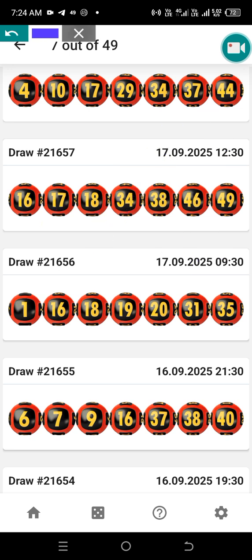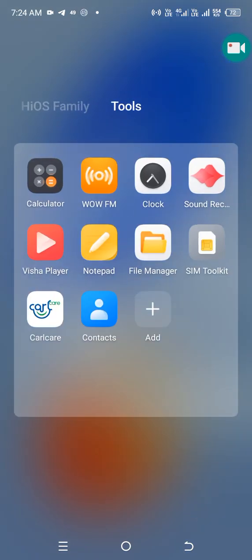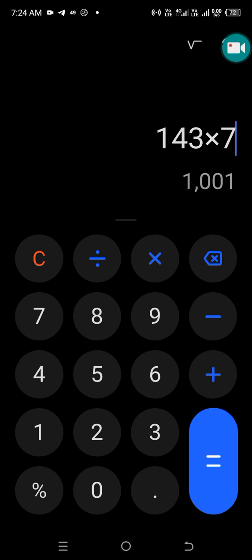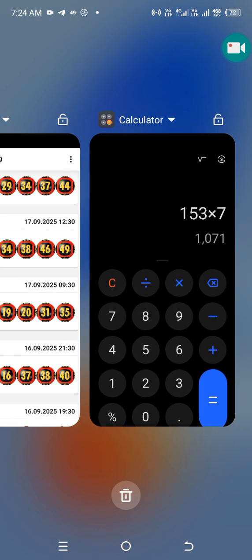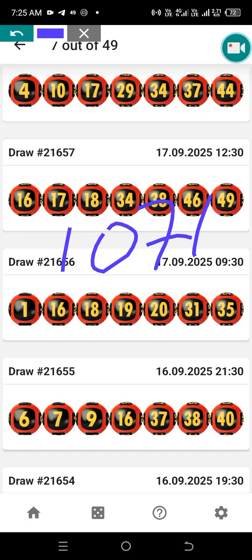Let's go. Then you go to your calculator. I'm feeling dizzy now. You multiply 153 by the 7 numbers of the draw, then you get 1071. So we already have two numbers. 1071, this is the code. You can see that 1 is there twice, it is hot, so that's how 1 dropped.